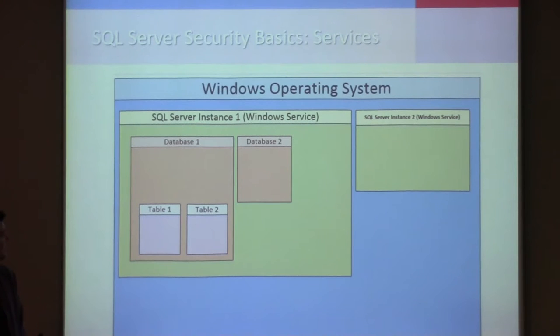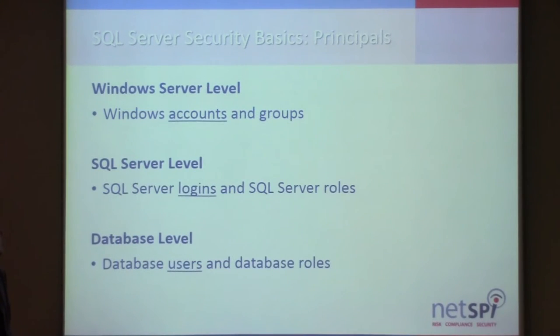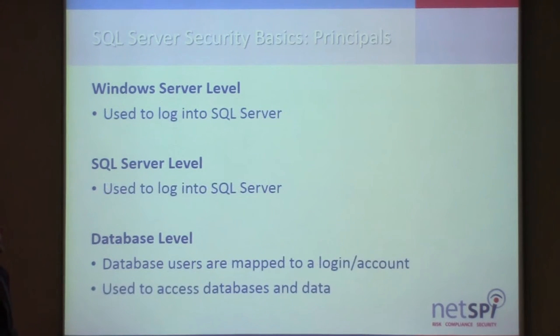So pretty straightforward, hopefully. In order to access all of those objects at the different layers, there are security principals, and there are different types of accounts used to control access to different types of objects. At a very high level, we have the Windows Server level, so these are Windows accounts and groups, SQL Server logins and server roles, which only exist inside SQL Server, and then the database level. Generally speaking, the Windows Server level and the SQL Server logins are used to sign you into the SQL Server.